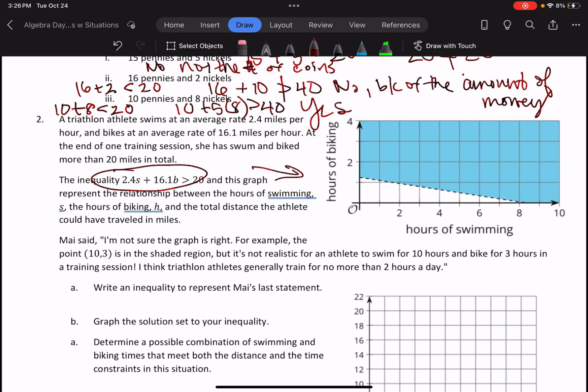Mai said, I don't think this graph is right. For example, the point (10, 3), so that's over here, right, is in the shaded region, but it's not realistic for an athlete to swim for 10 hours and bike for 3 hours in a training session. I would agree. Swimming for 10 hours is probably not possible. It says, I think triathlon athletes generally train no more than 2 hours a day. Write an inequality to represent Mai's last statement. So if they are swimming and biking for a total of less than 2 hours, we would say S plus B has to be less than or equal to 2.